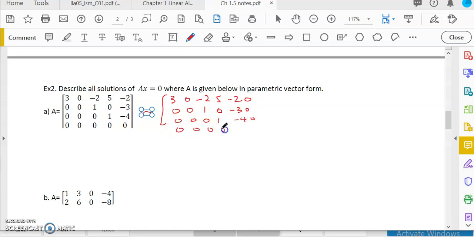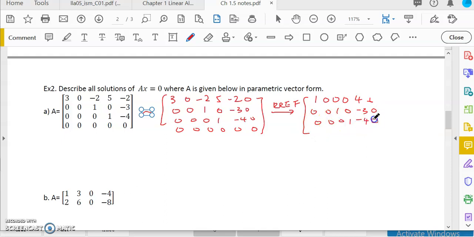So actually, even before the row echelon form, the last row is already zeros. And then it becomes 1, 3, 0, 1, 2, 3, then a 4, 0, 0, 0, 1, 0, negative 3, 0, and 0, 0, 0, 1, negative 4, 0, and then these are all 0.